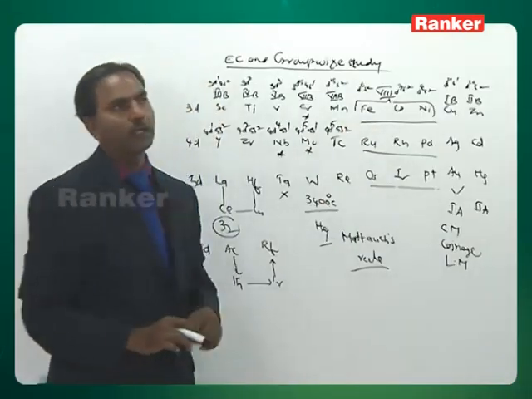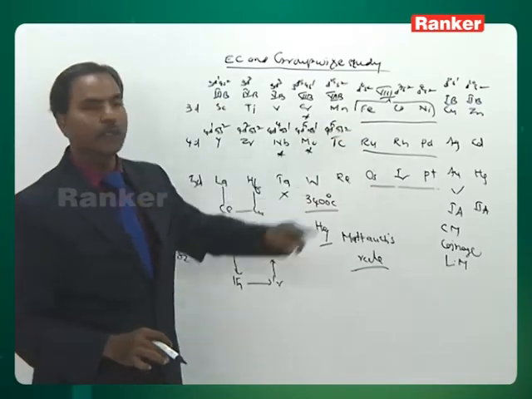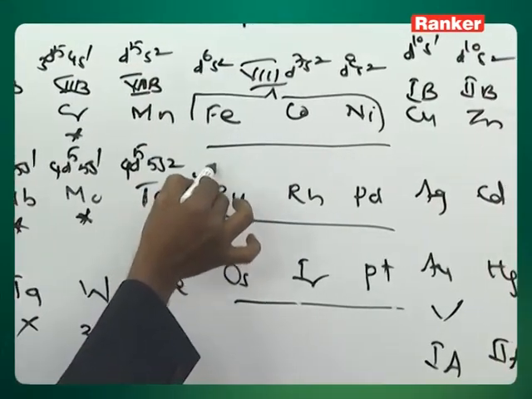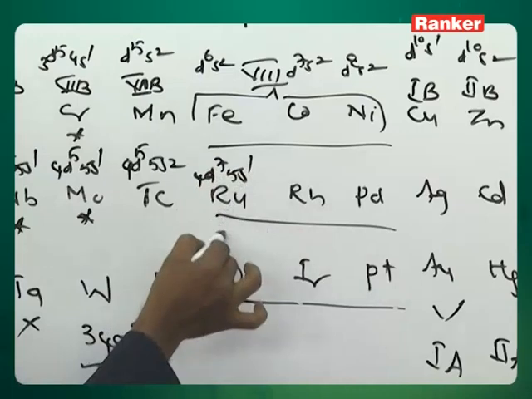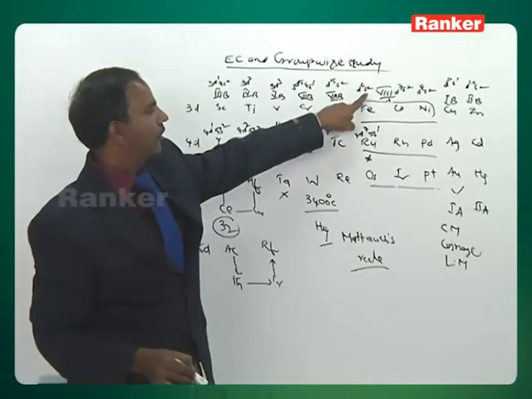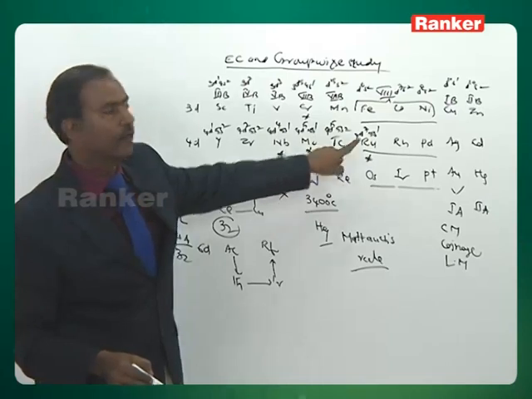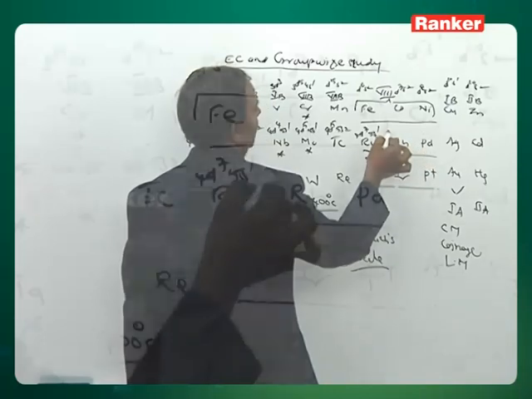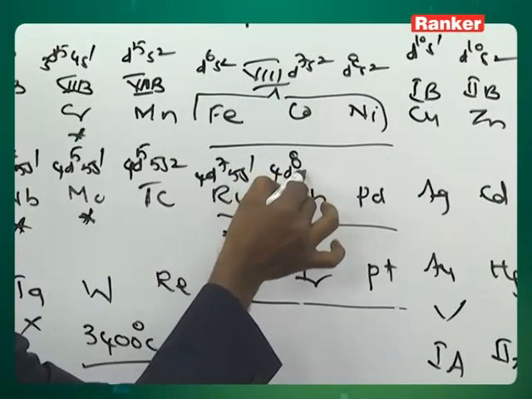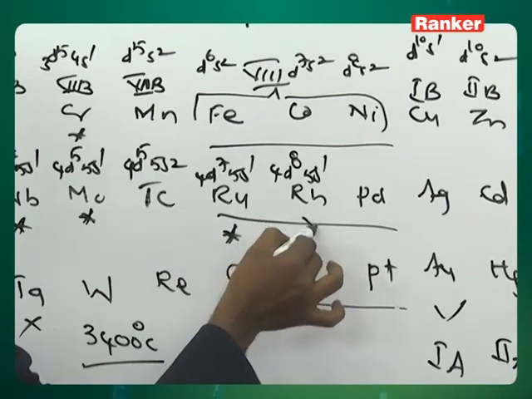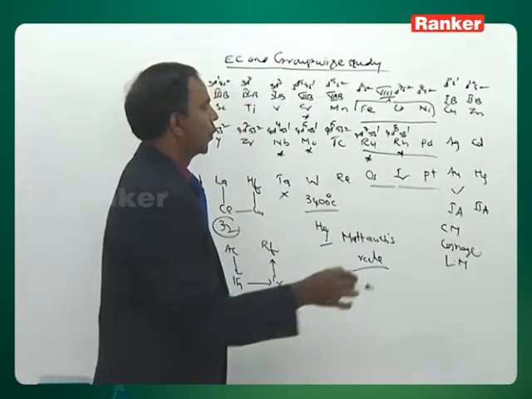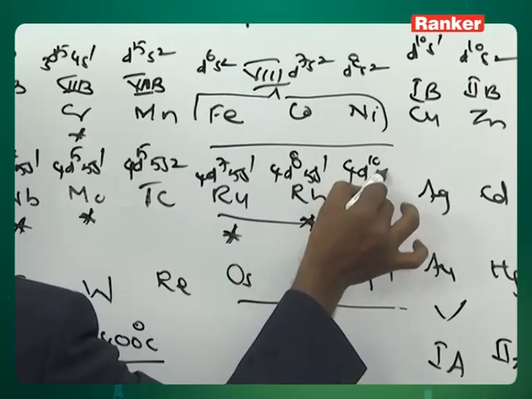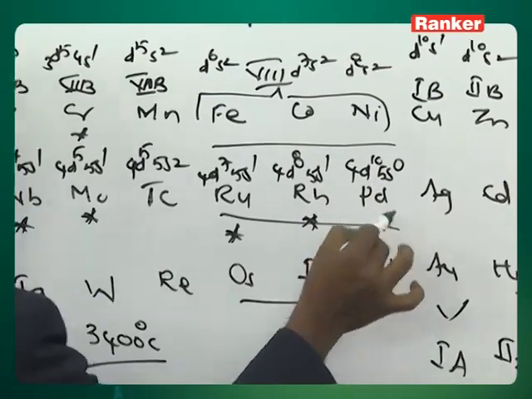Ruthenium: in the case of iron it is d6, so it should also be d6, but it is not. It is 4d7 5s1. See, an exception. It is not following the configuration d6 s2, but it is d7 s1. Rhodium also is not d7 s2, it is d8 s1. Now 4d8 5s1 is an exception. Palladium's electronic configuration is not d8, it is 4d10 5s0. It is also an exception.